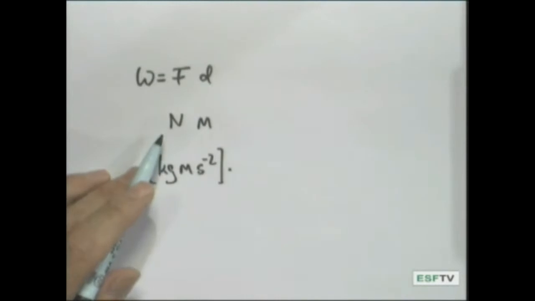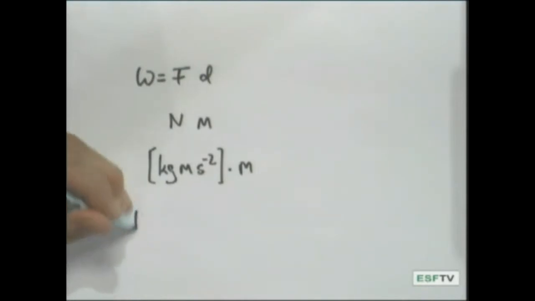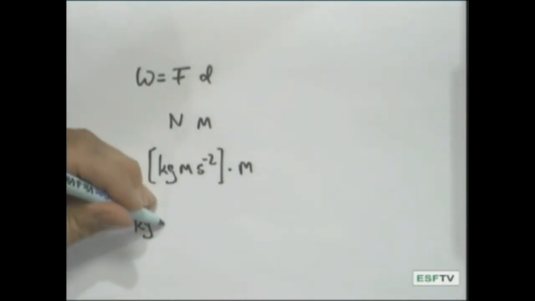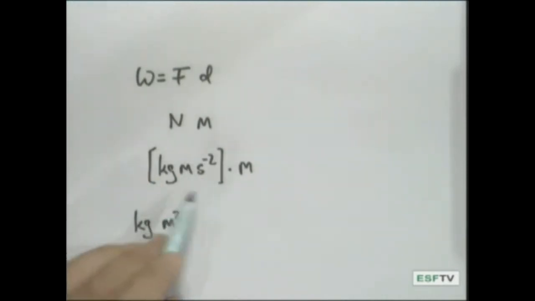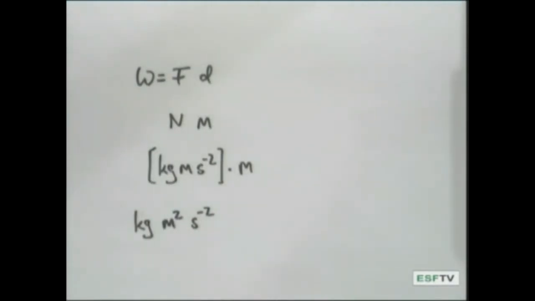And to get work, you multiply the units of newtons times the units of distance, which are meters, and you come out with kilograms meters squared times seconds to the minus two, or kilogram meters squared per second squared. This unit is known as the joule. Now, one of the things that engineers did was they came to understand the relationship between mass traveling at a certain velocity, and that was somehow related to energy.